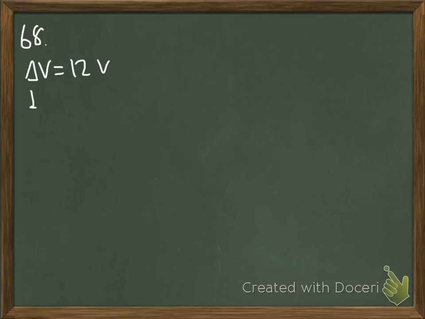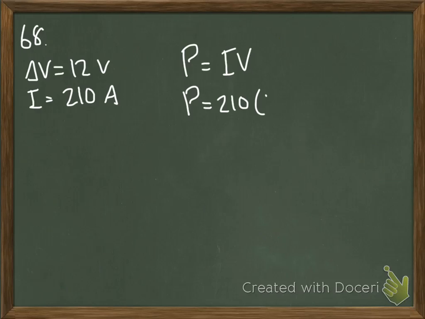68, we're given the voltage. We are given the current. The question is, how many joules of energy does it use per second? Well, guess what? That's the same as a watt. Joules per second and watts are the same thing. So if you can find the power, that is the answer to part A and to part B, because joules per second and watts are exactly the same thing. I hope that this was helpful.